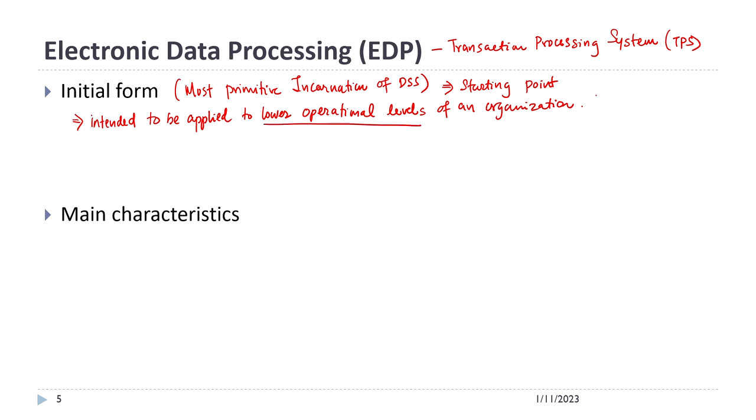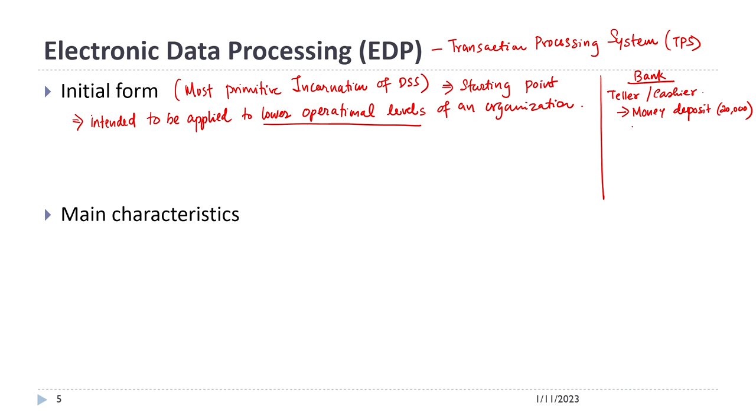So let's take an example of this. Let's take a bank, and one of the very lowest levels of operation is a bank teller, or you can call it a cashier. You go to the bank with a check or some money, and let's say you want to do a money deposit. You have something like 20,000 rupees in cash and you want to deposit it. So you give the 20,000 rupees to the bank person.